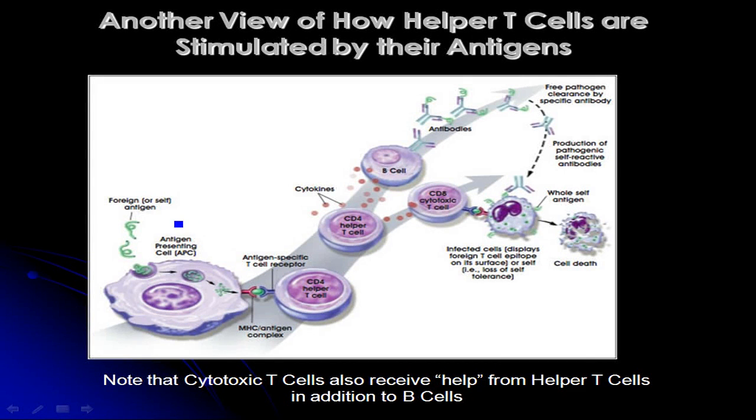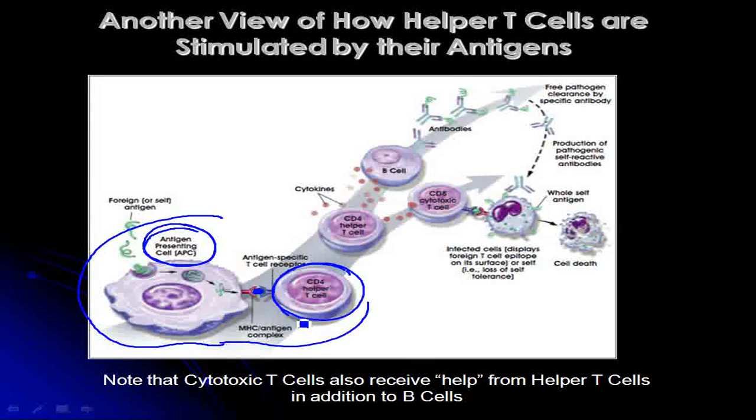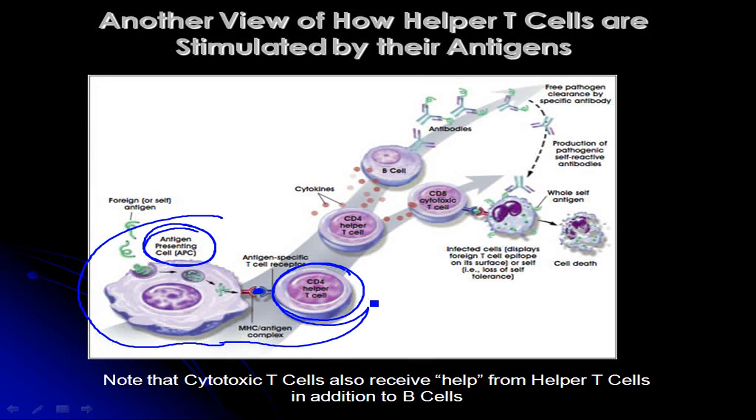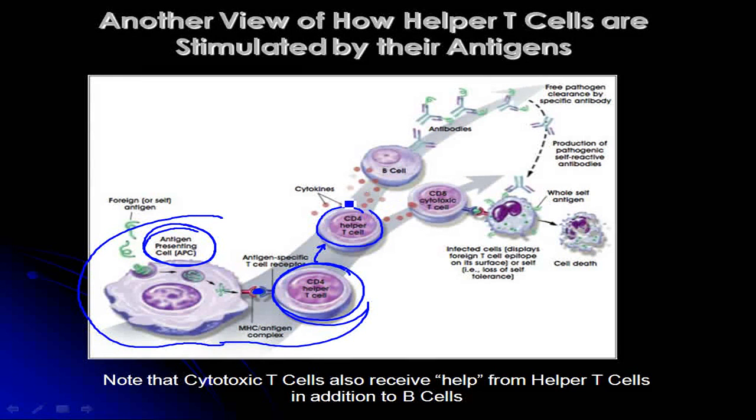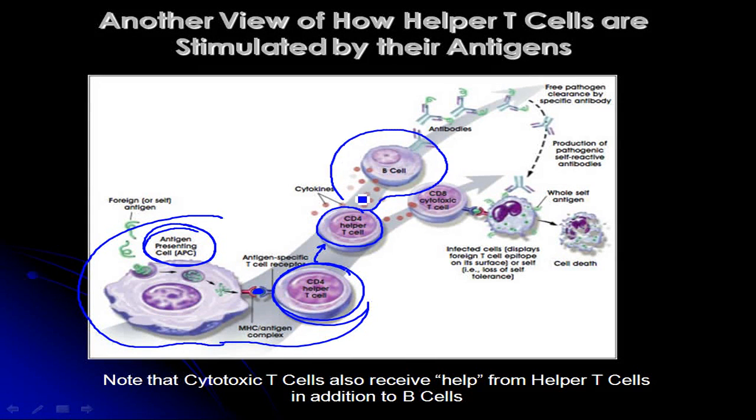Okay, so this is another diagram here. This is showing you an antigen-presenting cell, like a macrophage or a dendritic cell, has shown an antigen to its corresponding helper T cell. Now remember, we've been talking about helper T cells helping B cells mature so that they'll start producing antibodies.